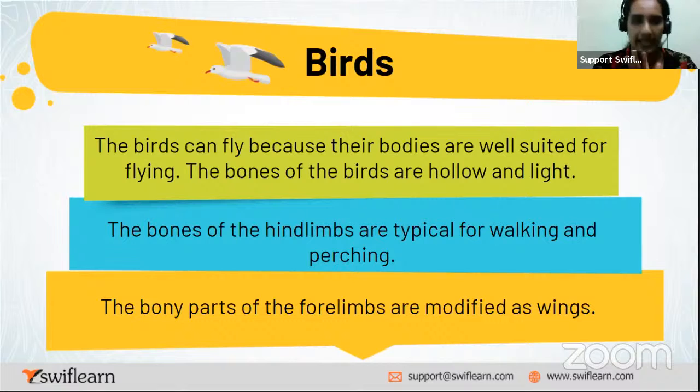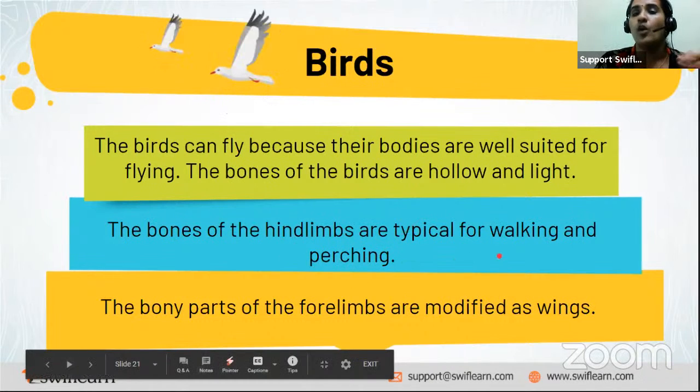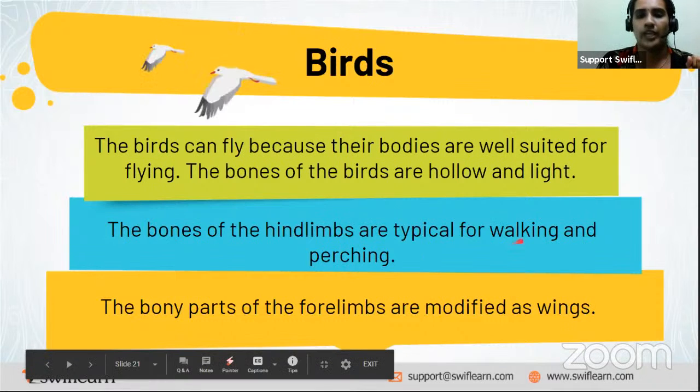The bones of the hind limb are typically for walking and perching. Mainly the hind limbs, you can see the legs. Hind limbs are typically for walking and perching. Perching means they'll be moving things and taking food and all, no? So that is the thing. For walking and perching.